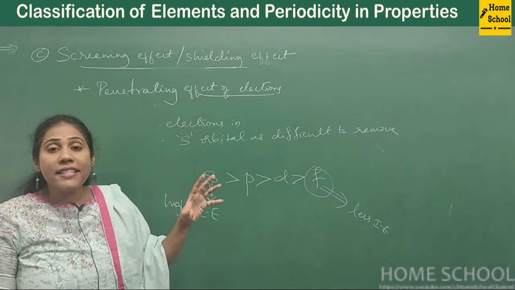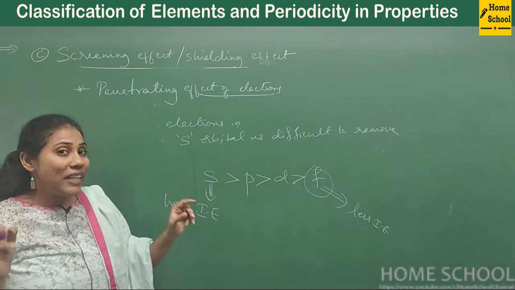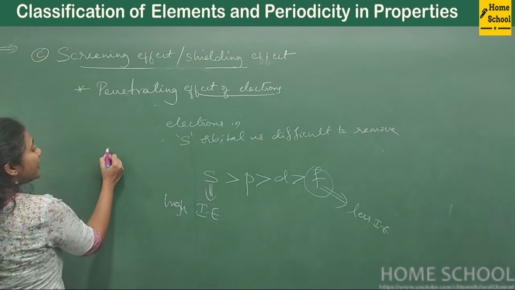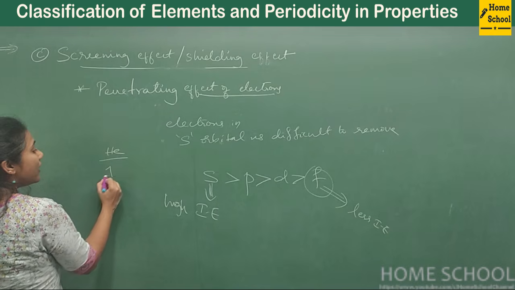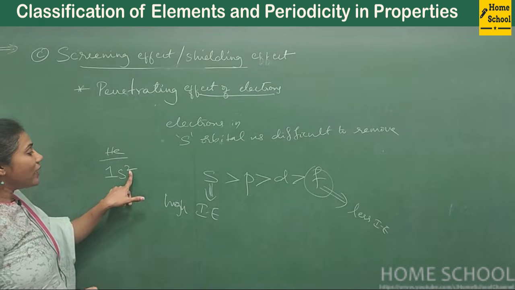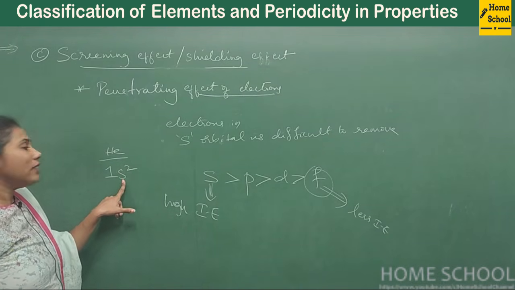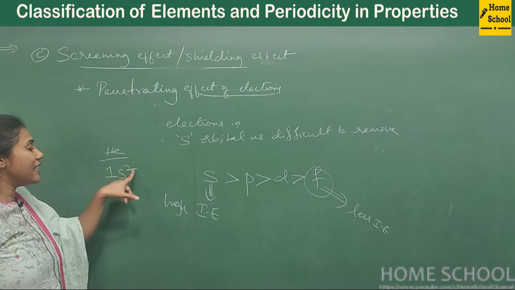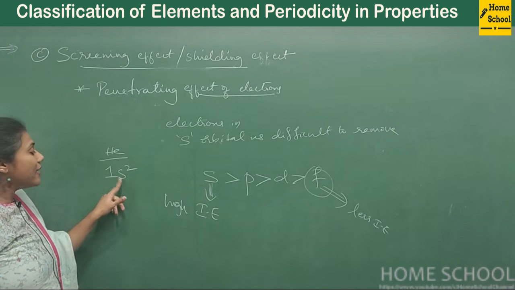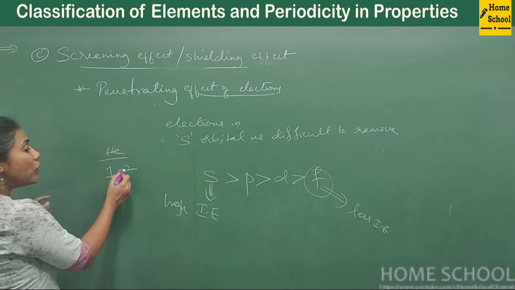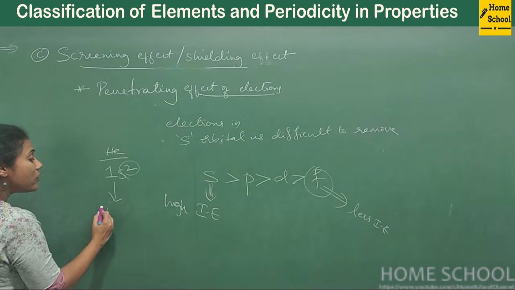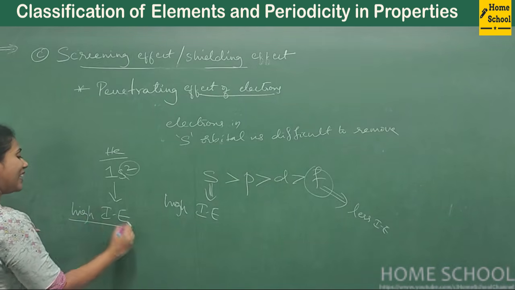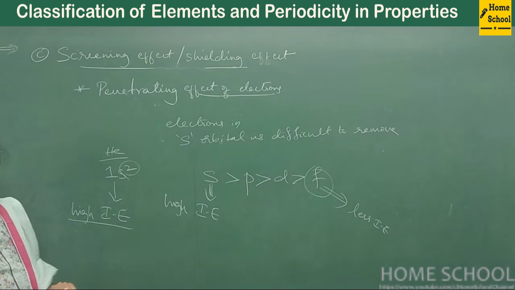So if an electron is there in s orbital, it's always very, very difficult to remove. For example, you see helium. What is its electronic configuration? 1s2. See, our outermost electron is there in s orbital. It's very difficult to remove this electron from helium because the last electron is in s orbital. So if you want to remove this electron, you need to spend very high energy. So I use very high ionization enthalpy to remove such an electron.